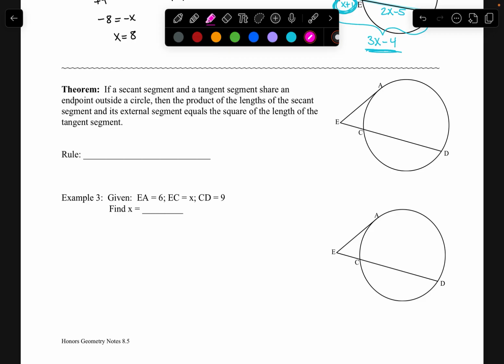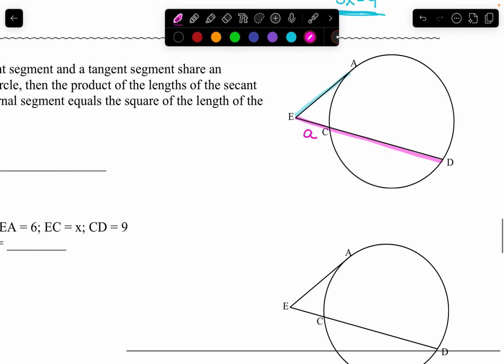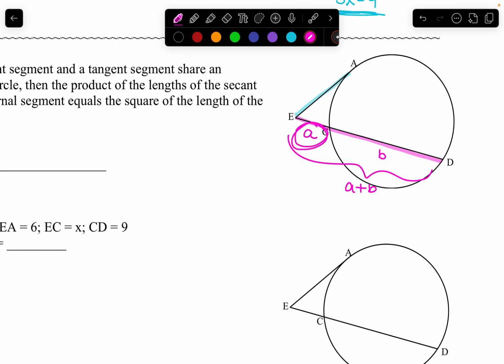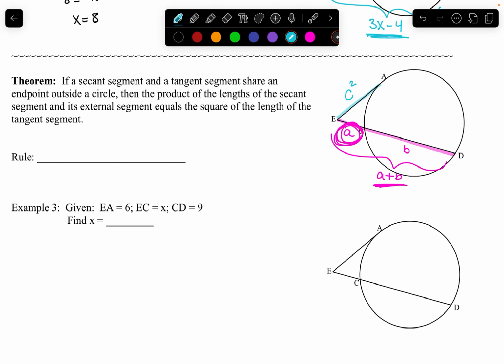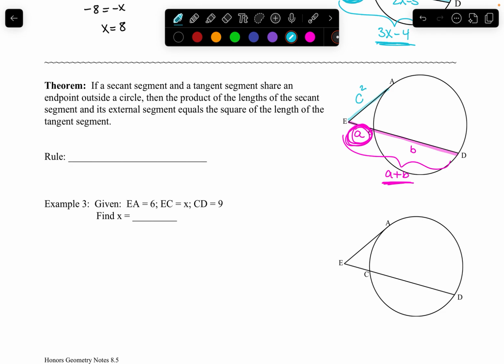So here is your, I'm going to do the secant segment in pink because we already know that one. I'm going to do this one in blue. All right. This is A times B. This is A plus B. We want this, and we want this, and it's just going to equal this side squared. That's it. That's all it is. Okay? So this will be A times A plus B, like the other secant segments were. And now we're just going to equal this side squared. That's it. That's the only difference.